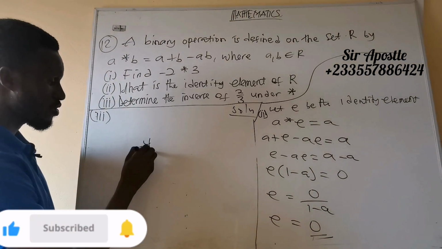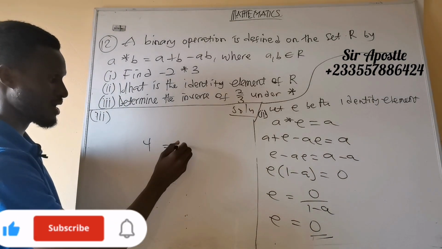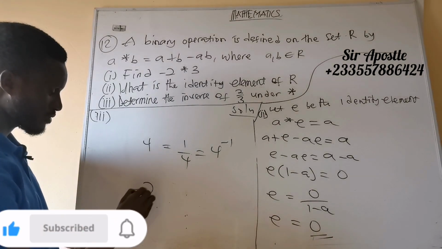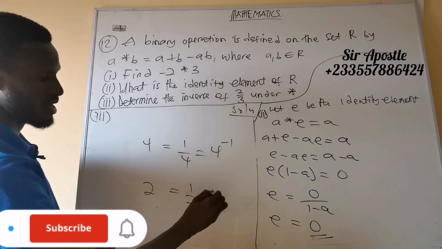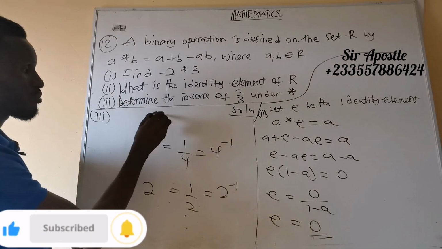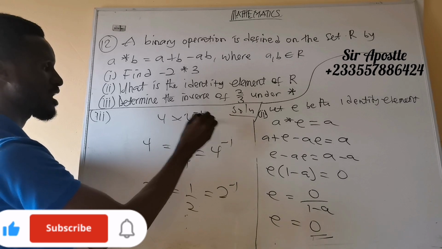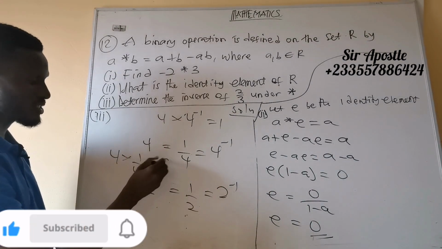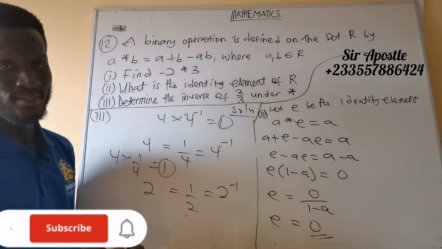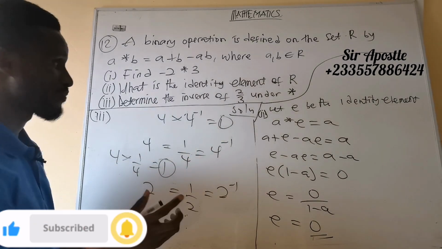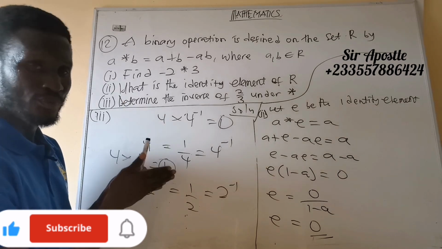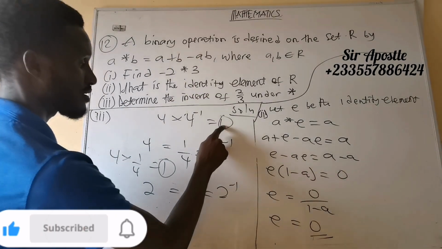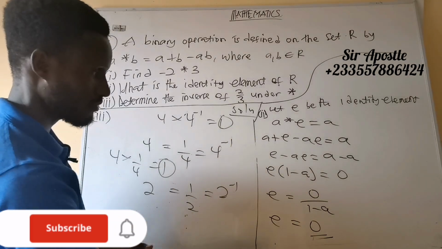You see, the inverse of 4 is the same as 1 over 4, which is the same as 4 to the power of negative 1. The inverse of 2 is the same as 1 over 2, the same as 2 to the power of negative 1. Now when we multiply a number and its inverse, we get 1. 4 times 1 over 4 is equal to 1. What's the meaning of 1? 1 is the identity. So the concept is so simple. When we perform an operation on a number and its inverse, it gives us an identity. And what's the identity? Identity is 1.